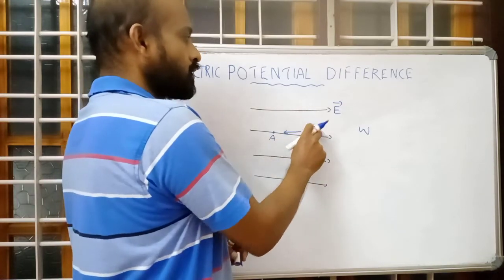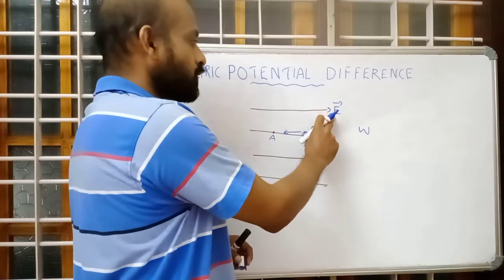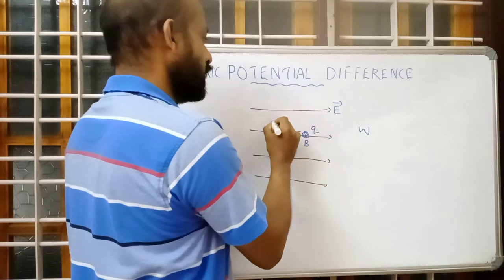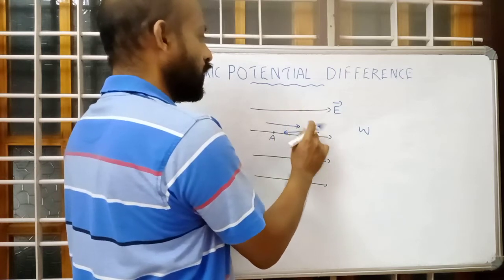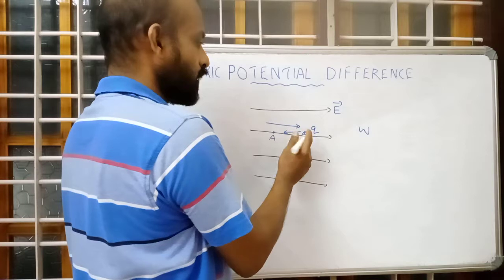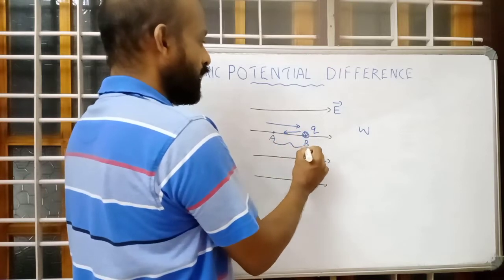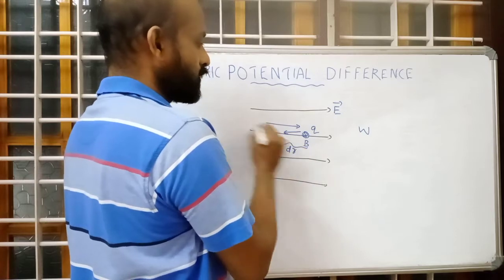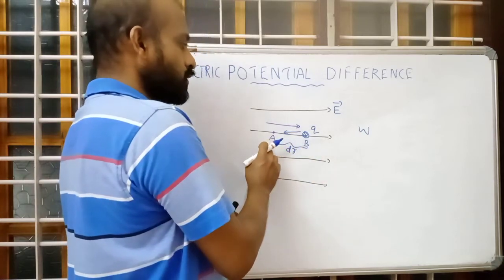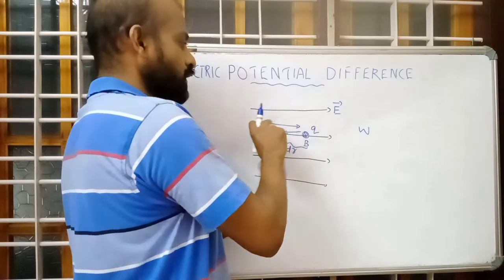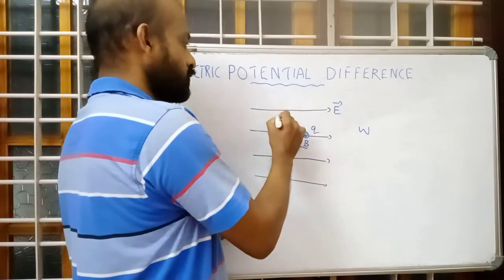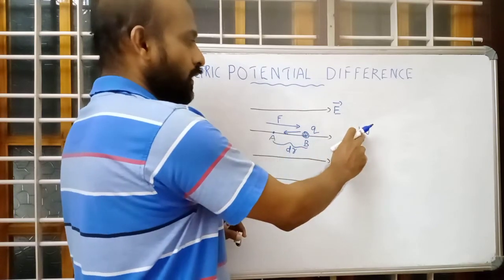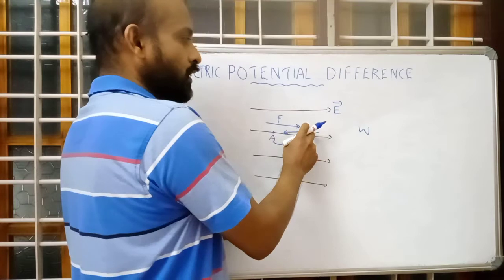But we know that the charge is in an electric field, so the charge will experience a force, and the force is experienced in the same direction as the electric field. This is the force experienced on the charge Q. This is the direction of movement. Between A and B, the distance is dr. So in this distance I am moving the charge. There will be force towards the right side, and displacement towards the left side. So W is the work done, and Q is the charge moved.